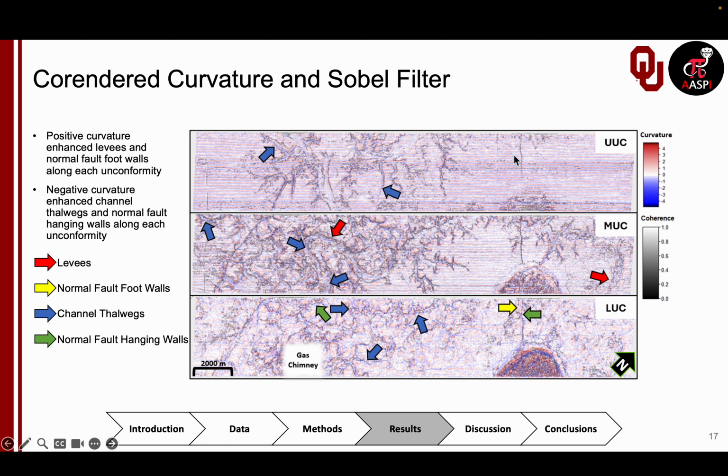Once again, we see this acquisition footprint pretty badly in this upper unconformity, being that this is a geometric attribute, but the attribute still performs as it should.